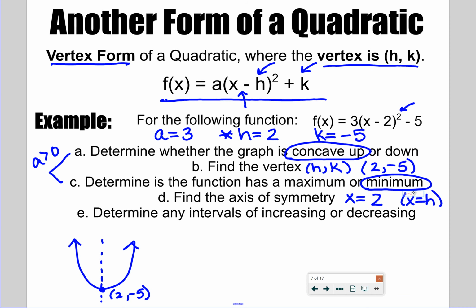And then finally, we want to determine if these intervals are increasing or decreasing and where. So again, we're going to read this graph from left to right. As I go from left to right, it decreases first and it increases second. So we say that it is decreasing from negative infinity to the x coordinate of the vertex, 2, and then it is increasing from the x coordinate of the vertex, 2, all the way to infinity.